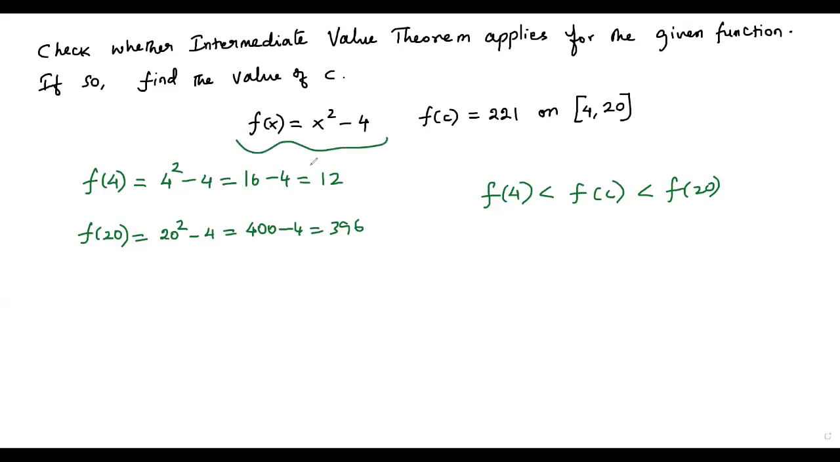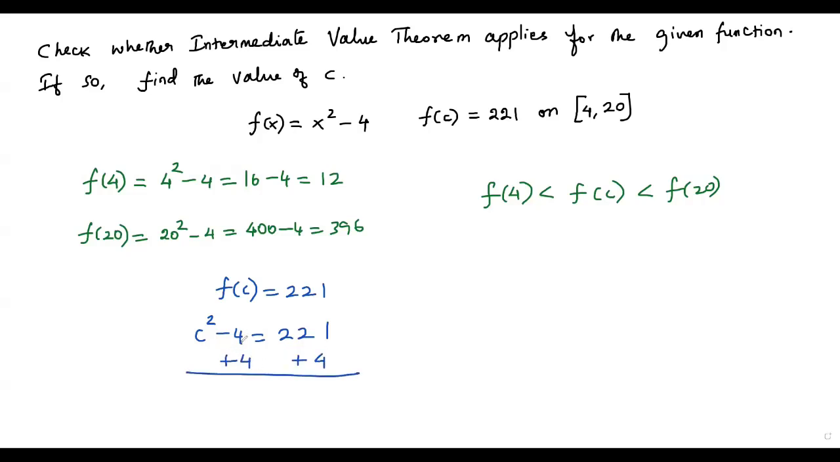Since the intermediate value theorem applies for the function, now we have to find the value of c. For that, let's check this, that is f of c equals 221. Already we know that f of x equals x squared minus 4. So what should I write for f of c? It's very simple. I have to take the same expression, but instead of x, I have to write c. Then for f of c, I'm getting c squared minus 4 equals 221. Now let me add 4 to both sides because my aim is to find the value of c. So this negative 4 and positive 4 will cancel out, and I'm getting c squared equals 225.